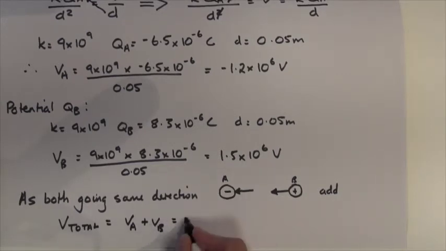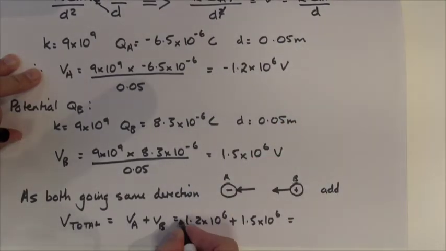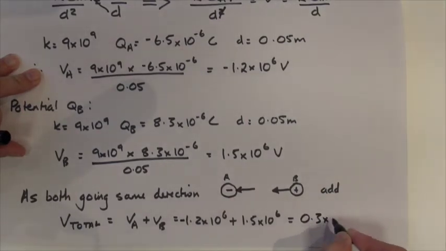Now I know that VA is 1.2 times 10 to the 6, and I know that VB is 1.5 times 10 to the 6, but I know that A is negative, so I've got to substitute that in. That gives me 0.3 times 10 to the 6 volts.